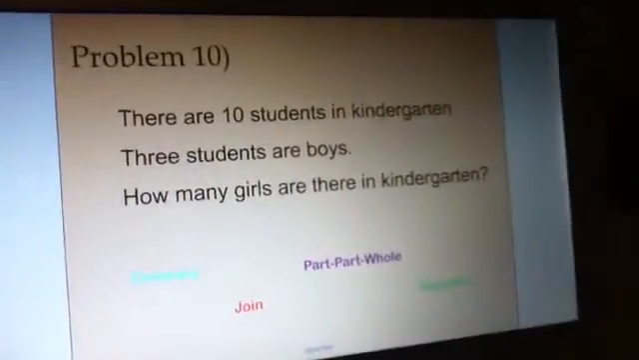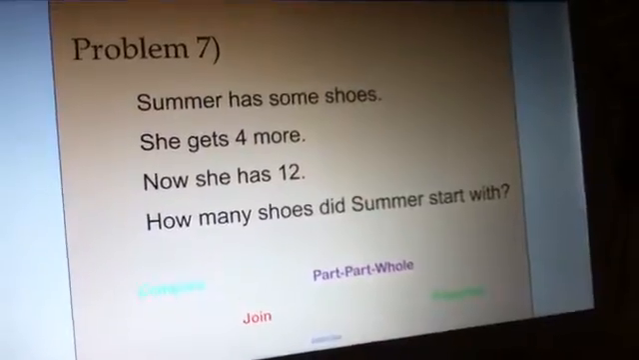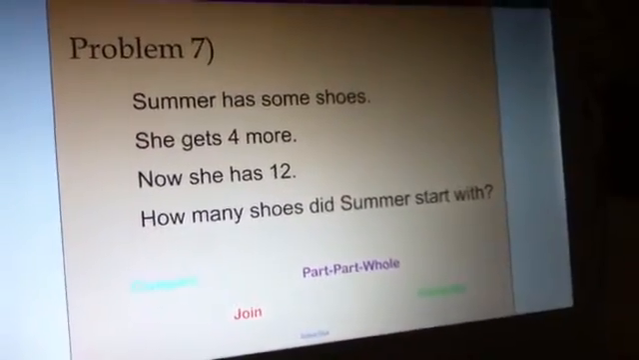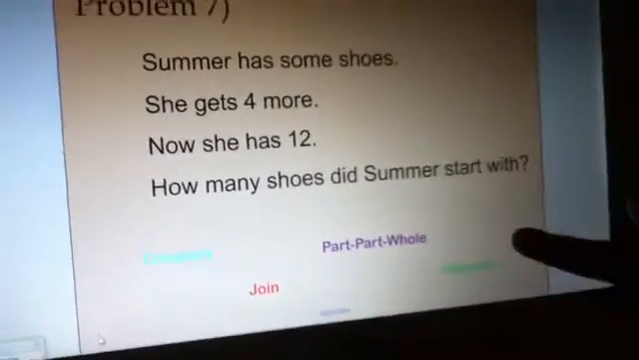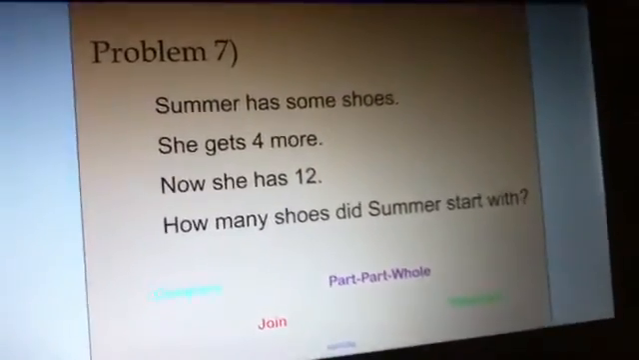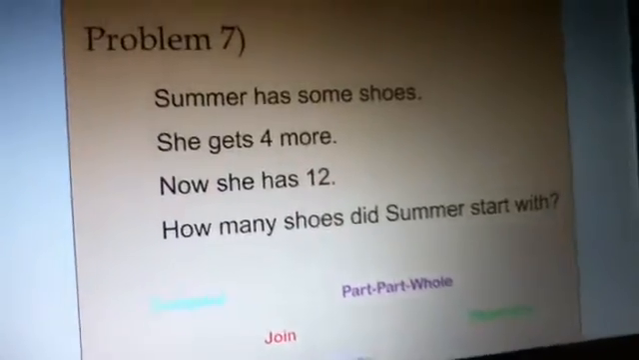Okay. Problem 7 says, Summer has some shoes. She gets 4 more. Now she has 12. How many shoes did Summer start with? Alright, so again, I've listed the 4 different structures that we could possibly use to help us work this problem out. And we're going to decide which one will best suit the needs of this problem.